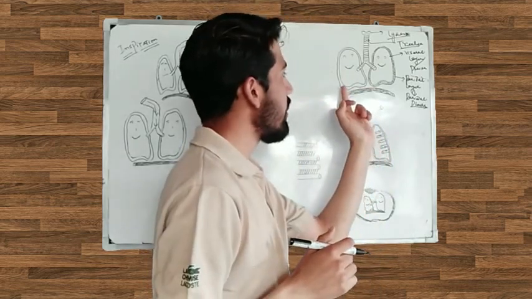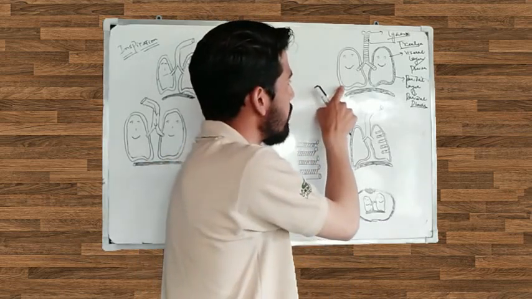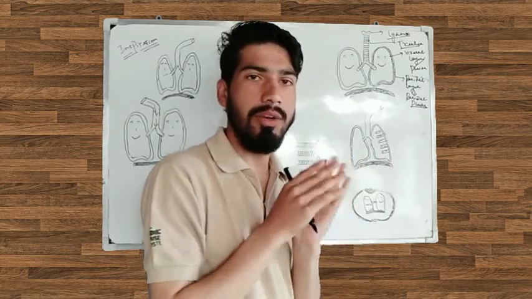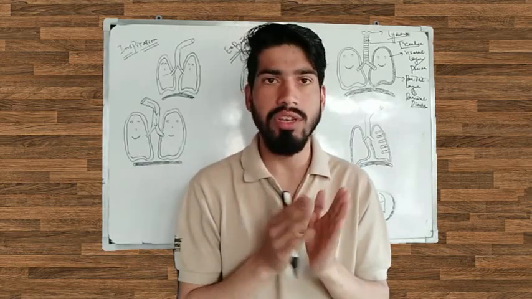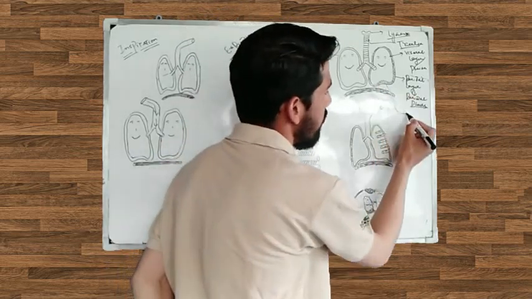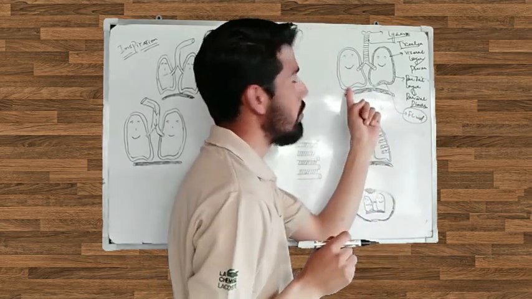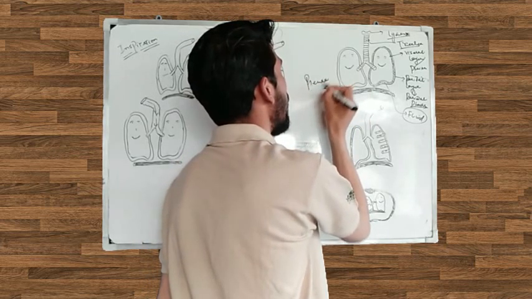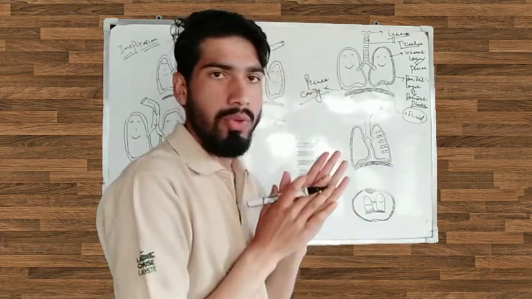There is a space between these two layers. This hollow space is filled by a fluid, which allows the two layers to slide over each other. This is the fluid, and this cavity is called the pleural cavity. I hope you understand it.